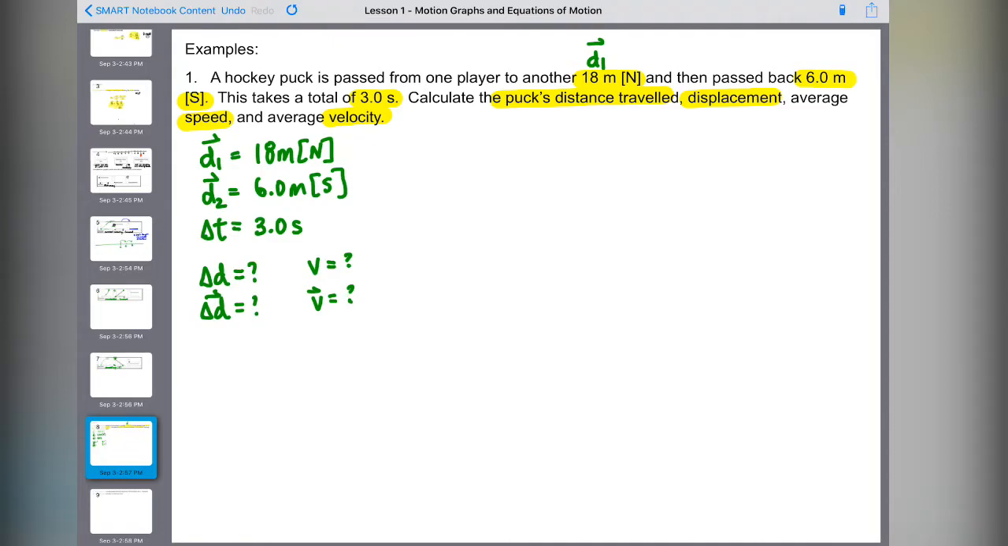First part, distance. So I'm just going to draw a little number line here. Okay, so I was at 0. I started off at 18 meters north. I'm going to assume north to be positive in the number line. Okay, and then you can assume it the other way. Just make sure you swap it. Okay, passed back 6 meters south. So it ended up with 6 meters south, meaning a -6.